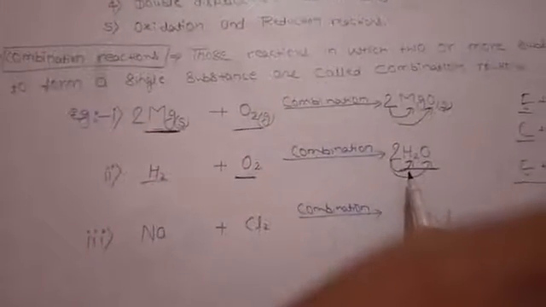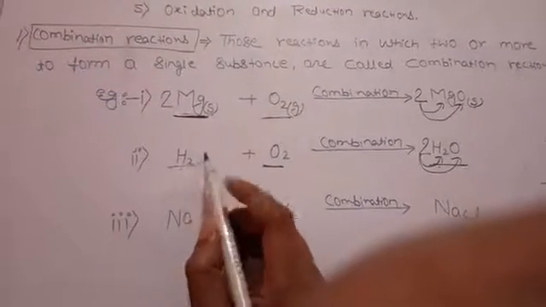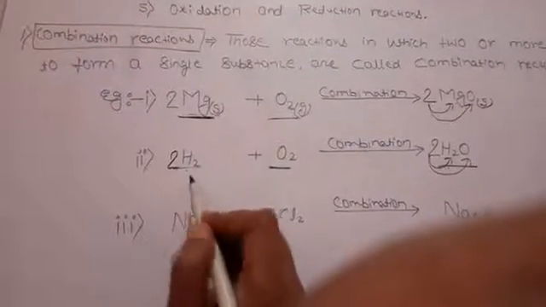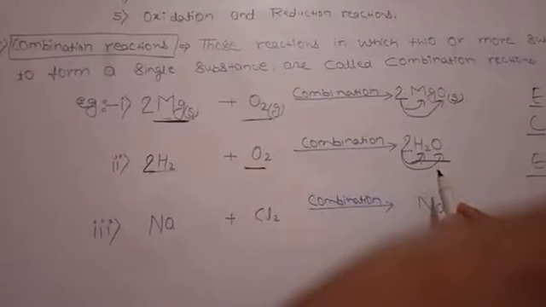So here it is 4 atoms of hydrogen in the product and here it is 2 atoms of hydrogen. So to balance the hydrogen, here again we multiply it by 2. Now it is also 4, and now hydrogen is balanced and oxygen is also balanced.